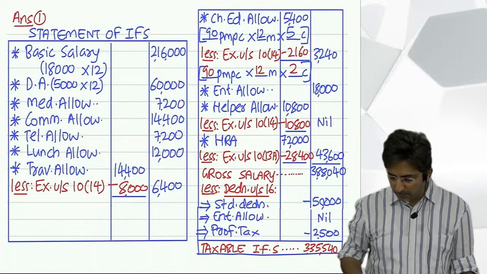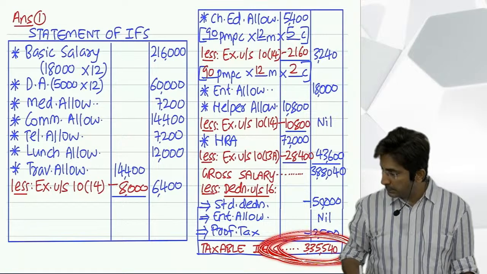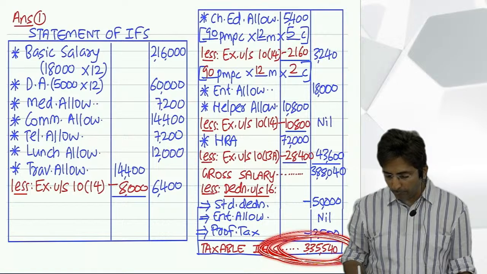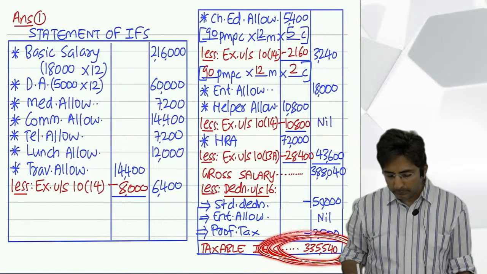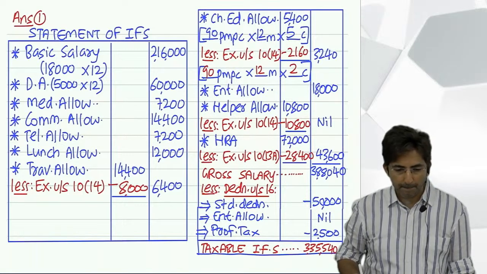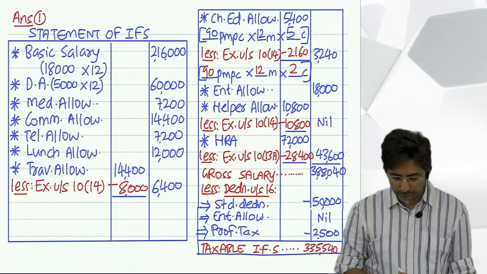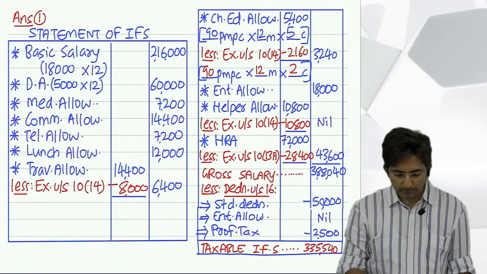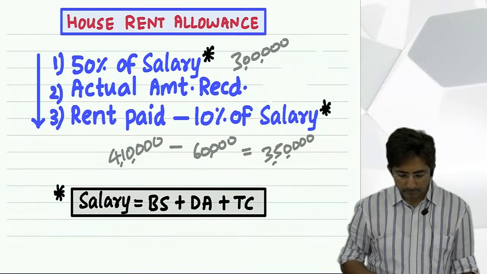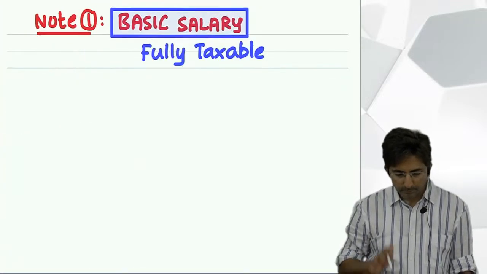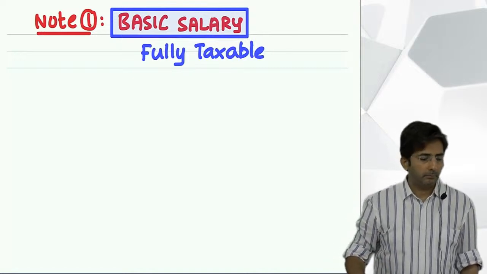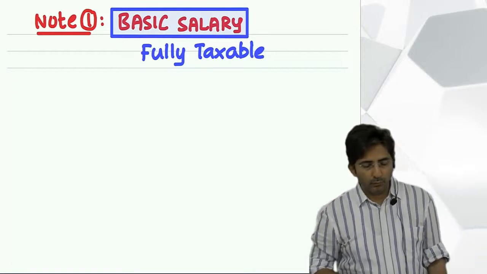So your taxable income from salary comes to 3,35,540, okay.